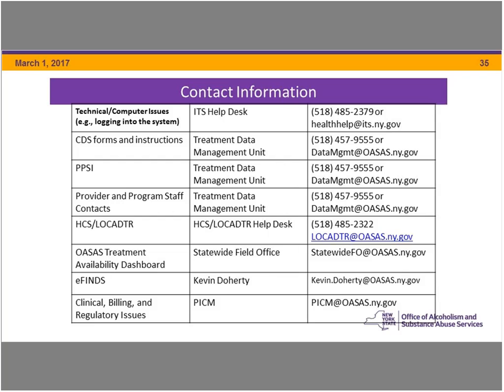We would also handle questions on PPSI and provider and program contacts, which should be updated whenever there is a change in staffing. Those contacts in the provider directory system are used for listservs and any emails sent from OASAS, including emergency emails, so we ask that you make sure that that data is correct. HCS and Locator has their own number and email provided, as well as treatment availability dashboard goes to statewide field office. E-Fines is handled by Kevin Doherty, and then any clinical billing and regulatory issues would go to the Pickham mailbox.